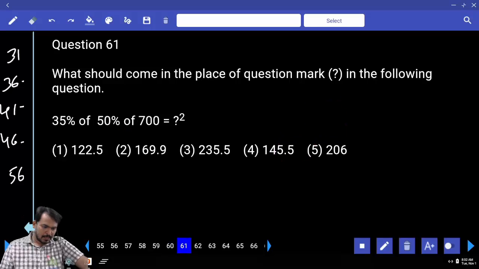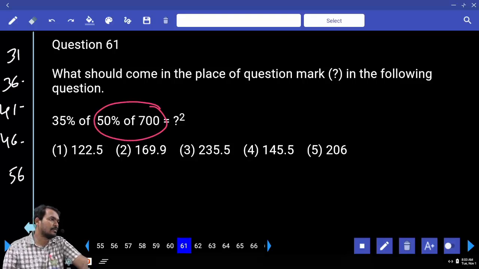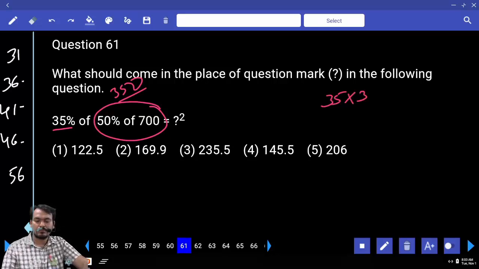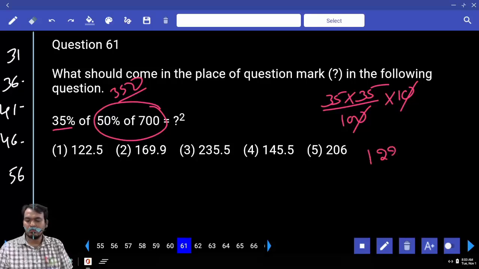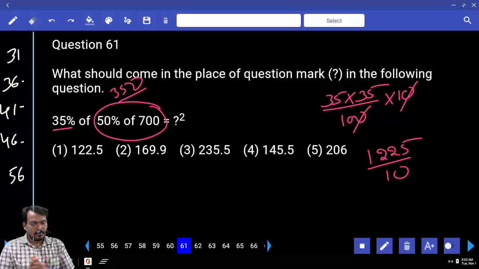Next is 61. First priority, 50% of which one? 700. What is the 50% of 700? 350, or not? Okay. And 35% of which one? 350. This one we write 35 into 35 by 100, or not? Yes or no? Into how much value? 10, or not? 0 0 cancel. 35 into 35, 1225 by how much value? 10, or not? Okay, answer is the first option, or not?